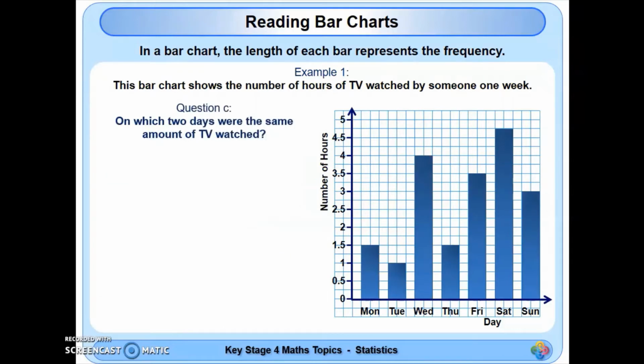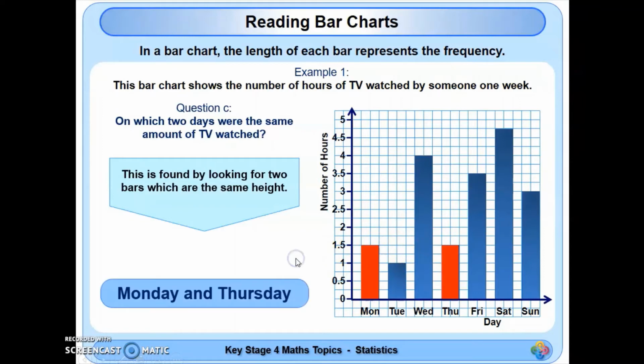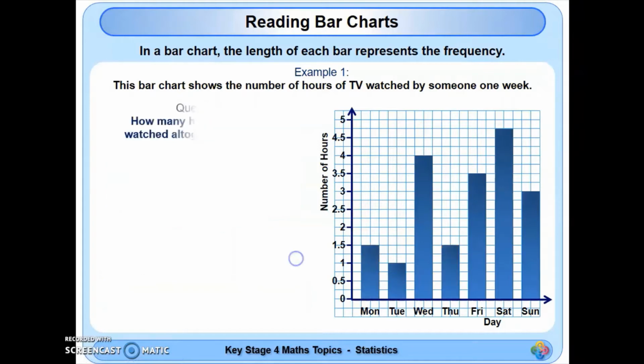Question C, on which 2 days was the same amount of TV watched? So again, we're going to the bar chart. We are looking for the heights of the bars, and we want 2 bars which have equal height. Monday and Thursday are of equal height. You can see that highlighted in red on the bar chart now, Monday and Thursday. So Monday and Thursday are the 2 days when the same amount of TV was watched.